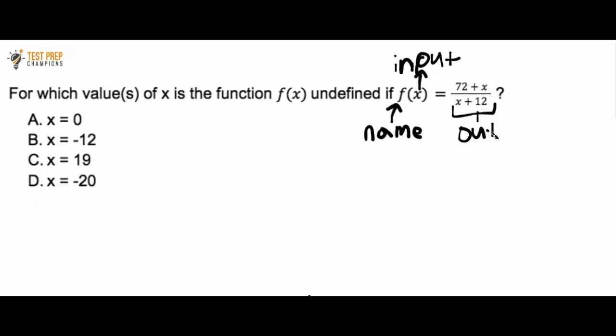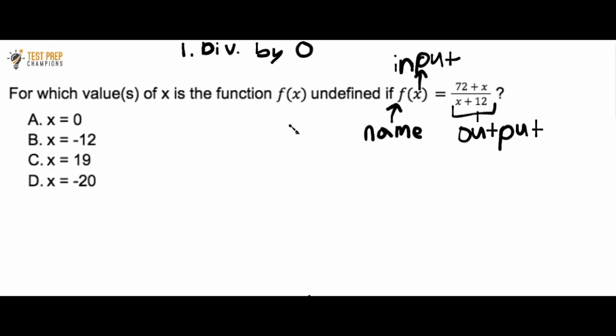Okay, and the idea with this question is that we need to figure out which value of x is going to make the function undefined. Now, there are two cases when a function is undefined. Okay, the first is when you have to divide by 0. So I'm going to abbreviate this. I'm just going to put div for division, divide by 0. Okay, you can never divide by 0.